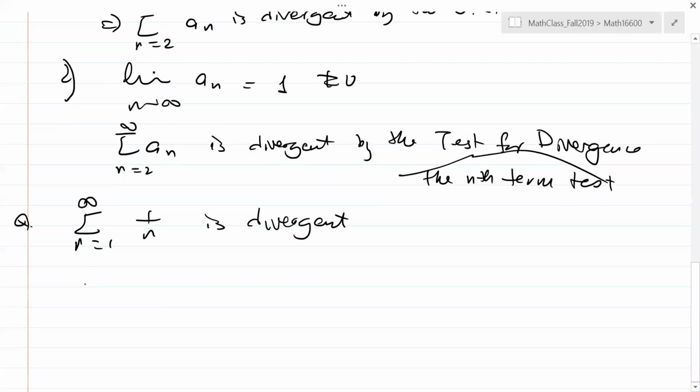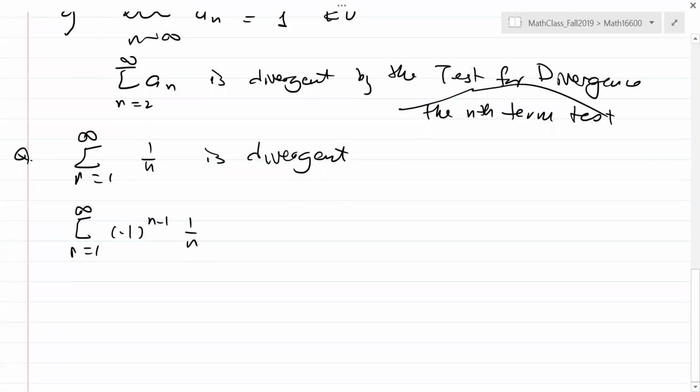Now, what happens if I change the sign alternatively? If I change the sign alternatively, can we show this is divergent or convergent?